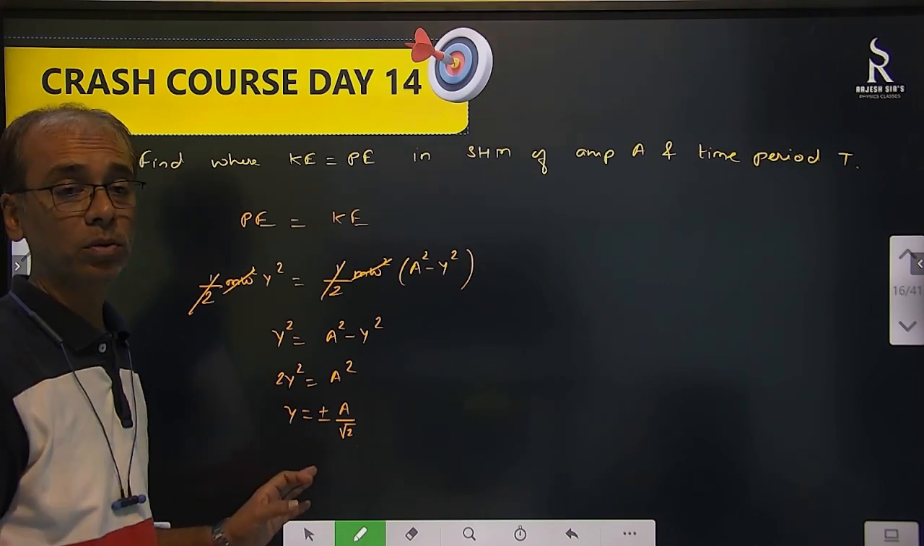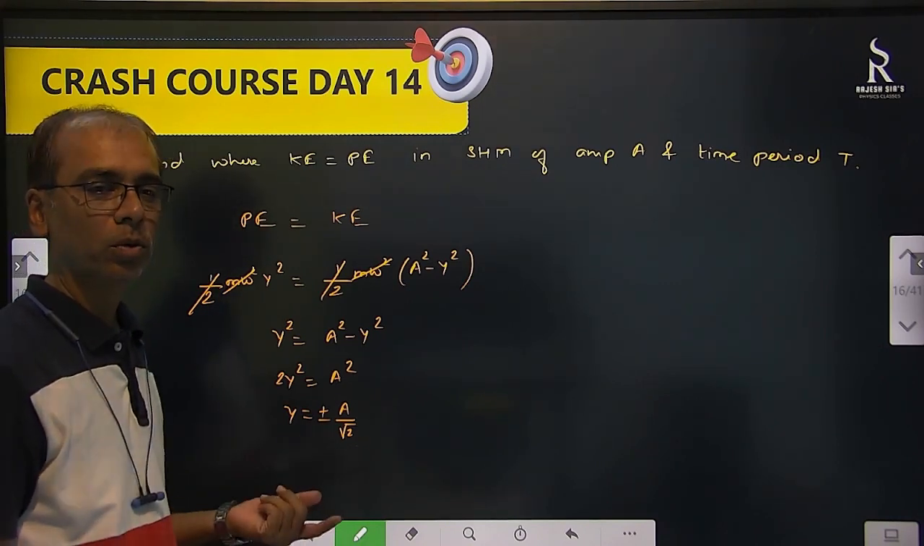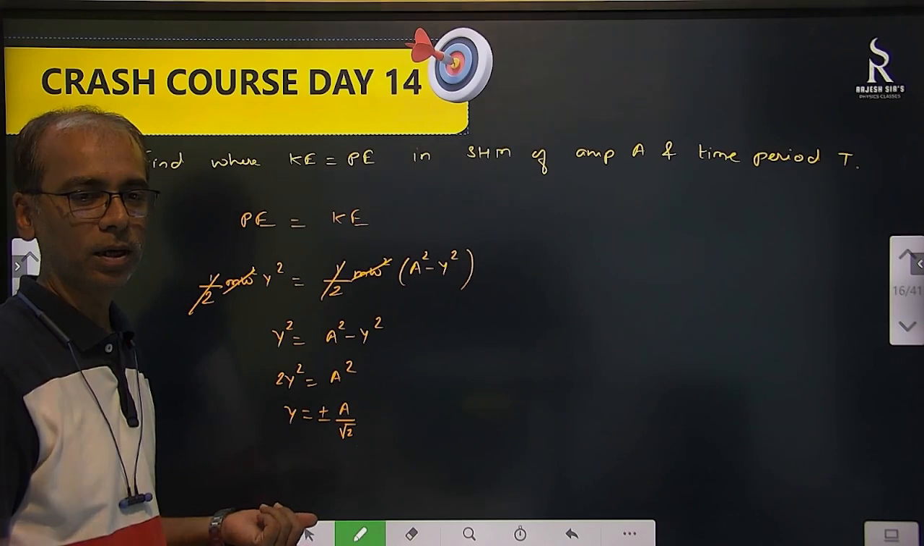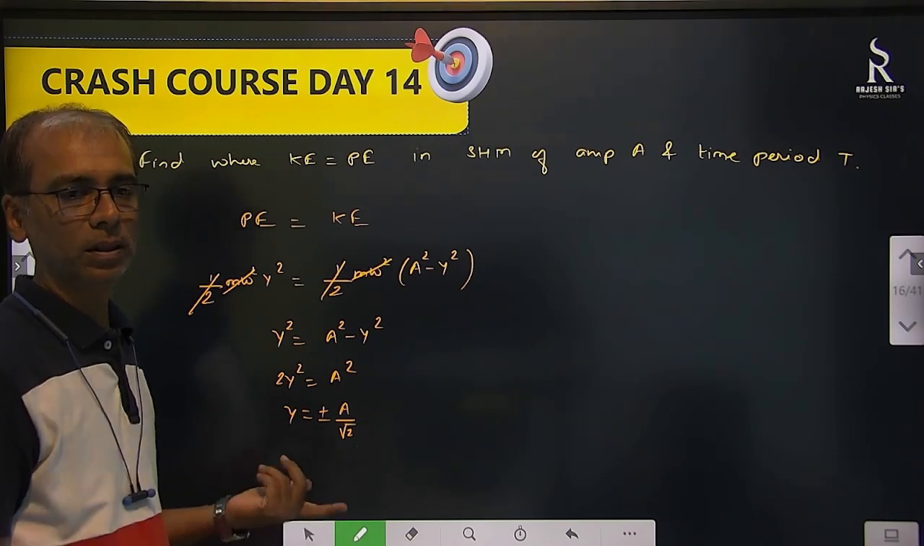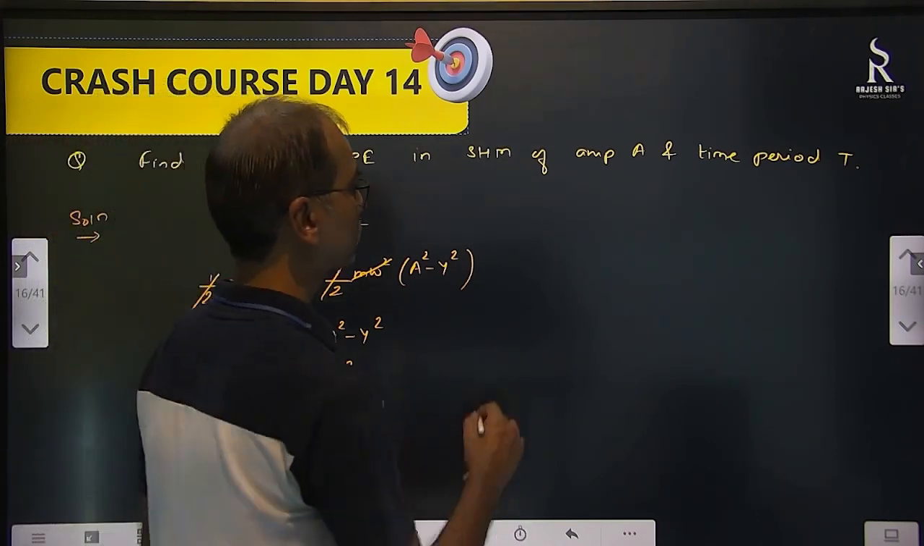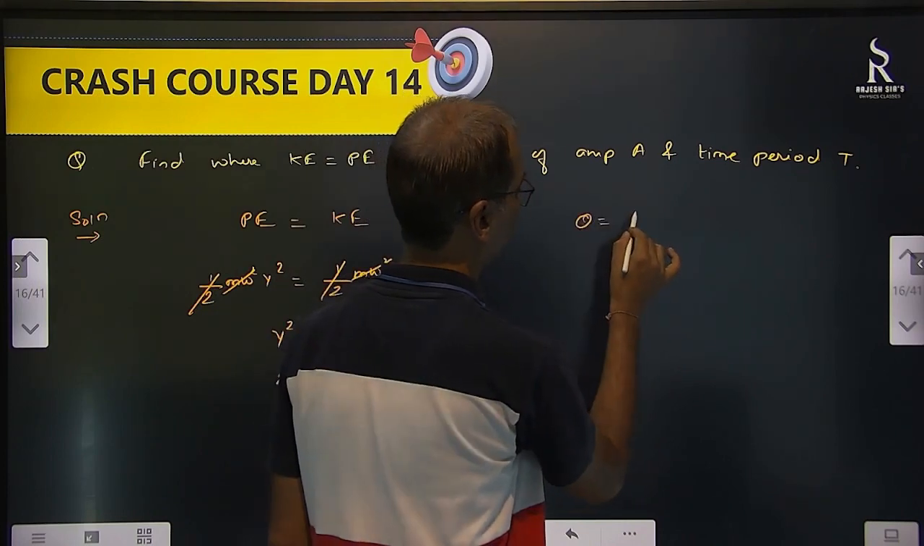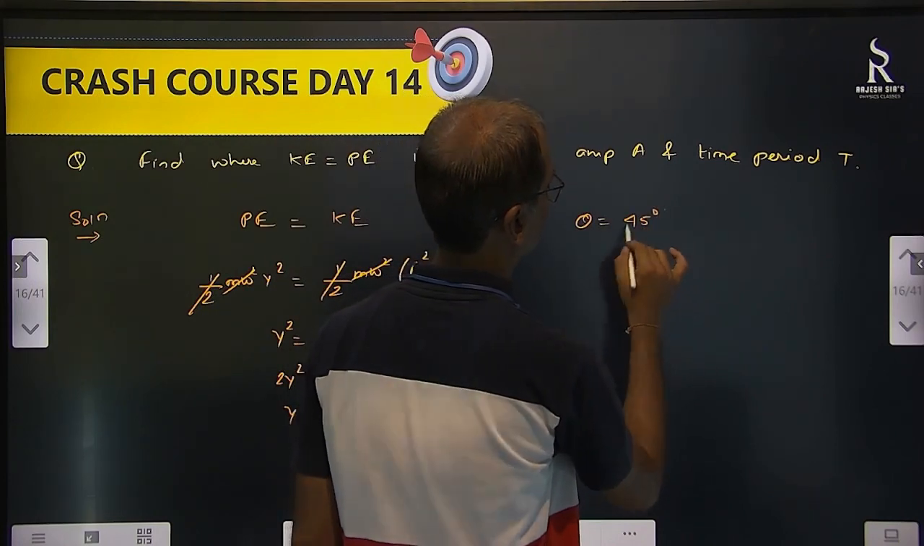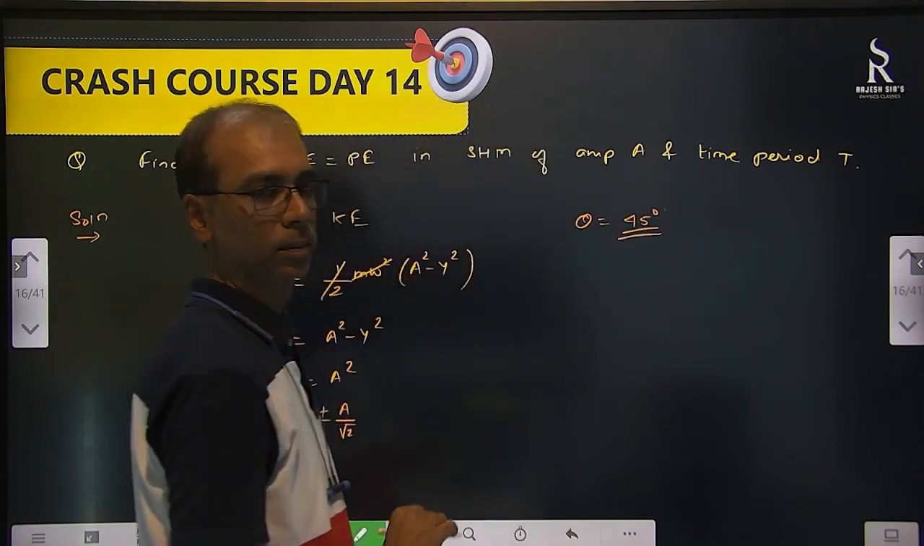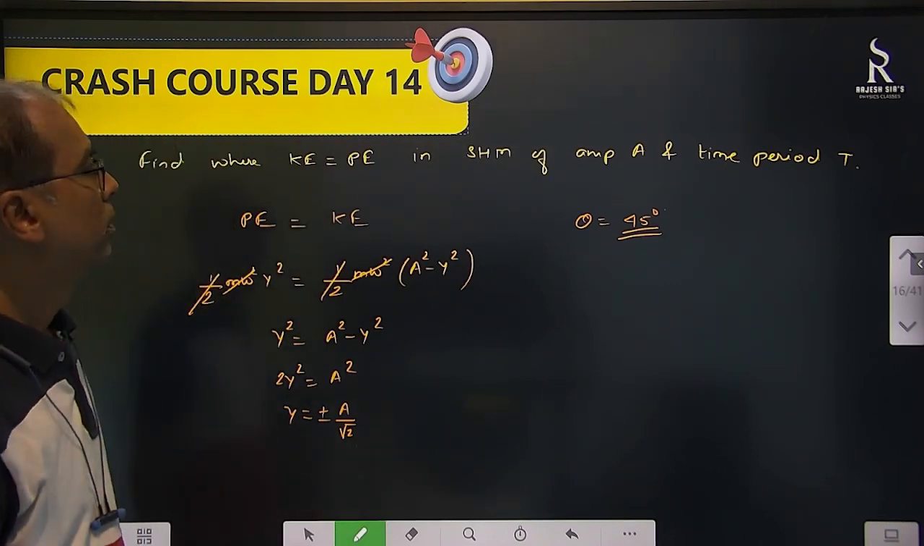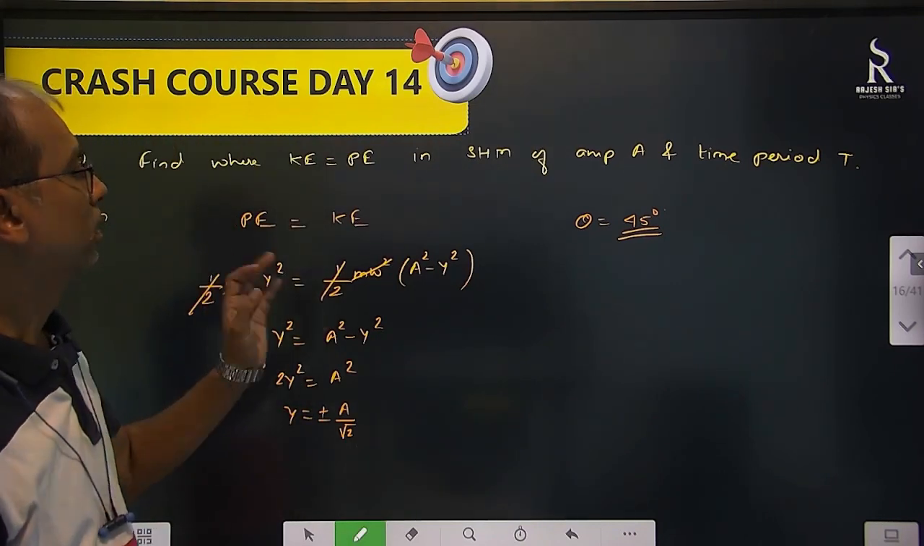What is a by root 2? Displacement. And a by root 2 displacement means what? 45 degree angle, right? Theta is 45 degrees. Angular position will be 45. Correct? Clear? So what he wanted? Find where. So we found it.